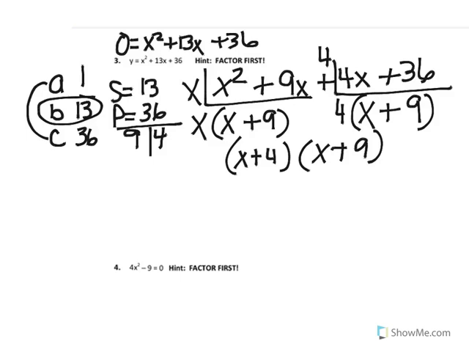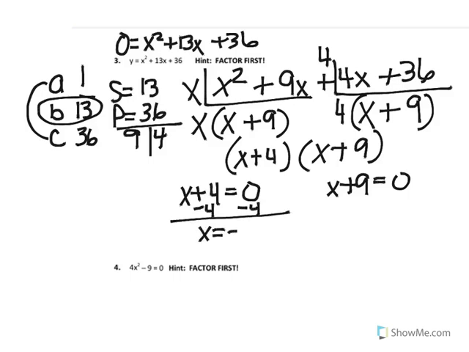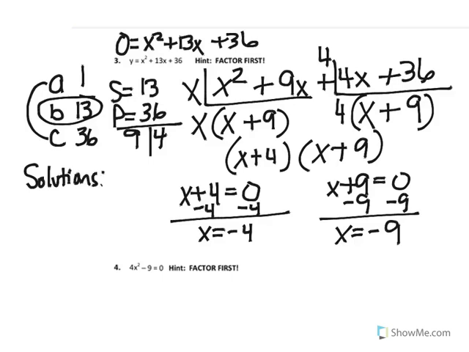Now at this point, what we want to do is take our two factors and we're going to split them up into two separate little problems. So we're going to put x plus 4 equals 0 and x plus 9 equals 0. And so to solve it for x, we're going to subtract 4 on both sides, so x equals negative 4. And on this one, we're going to subtract 9, and we get x equals negative 9. So our two solutions are negative 4 comma 0 and negative 9 comma 0.